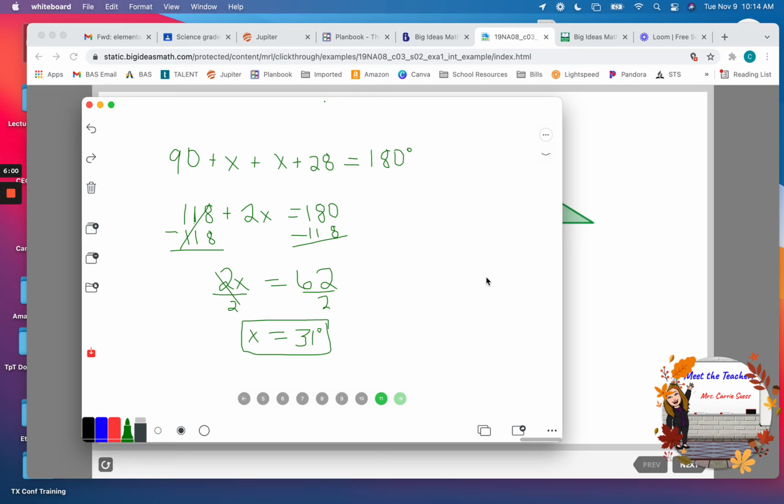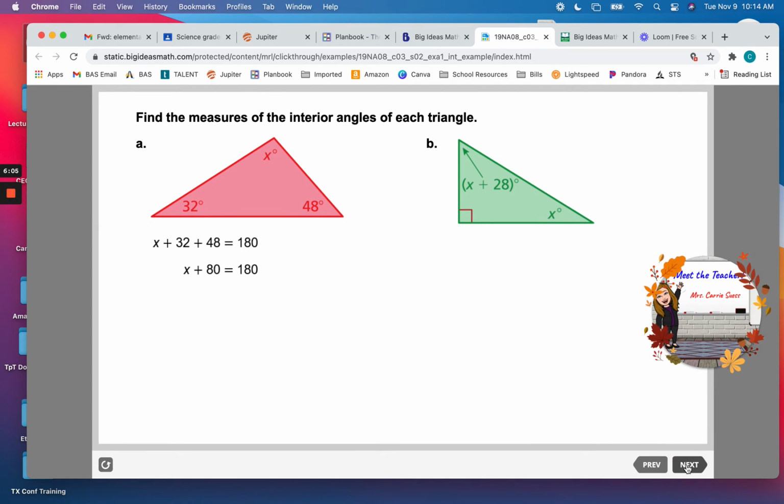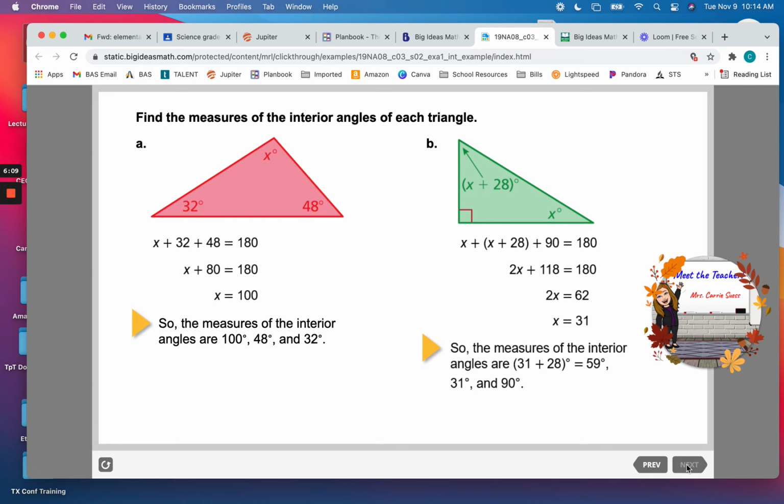Any questions? No, ma'am. Okay, the last thing it says when it tells you to find the measures, it wants you to list all three. We found x, so then you would just list them 100, 48, and 32.